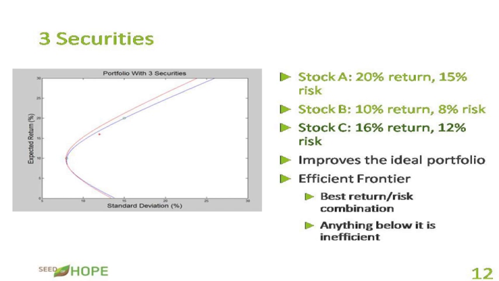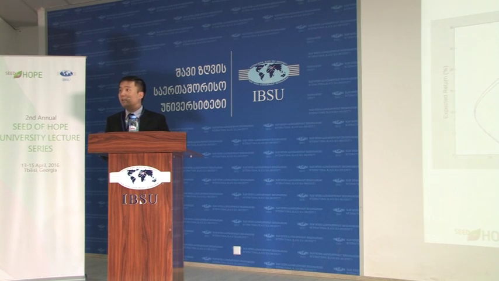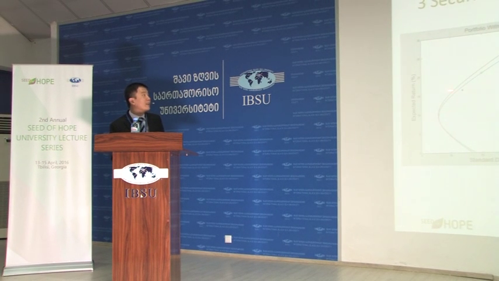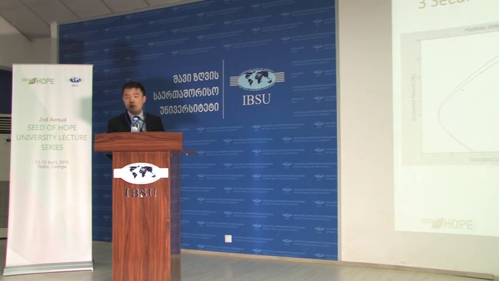This curve is called the efficient frontier because it represents the best return-risk combination if your choices are A, B, or C. So anything below that curve is not efficient. For example, if I'm here, I can get better return for the same risk, or I can get less risk for the same return. Okay?